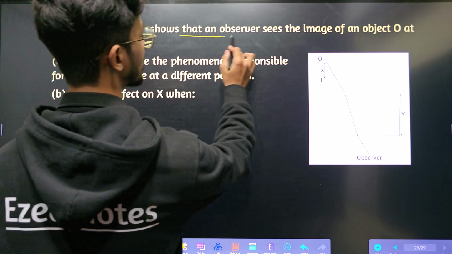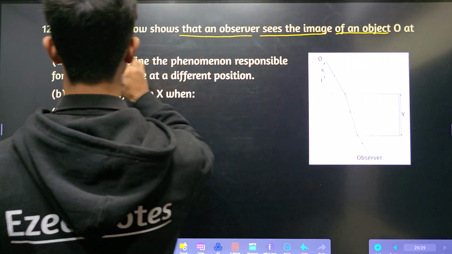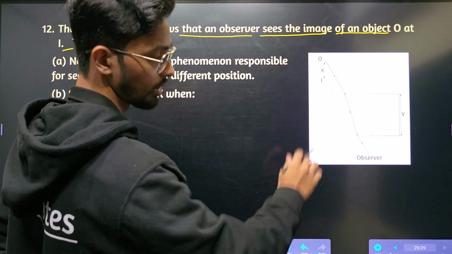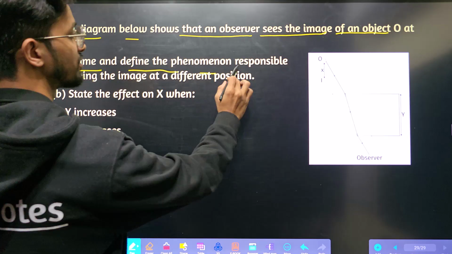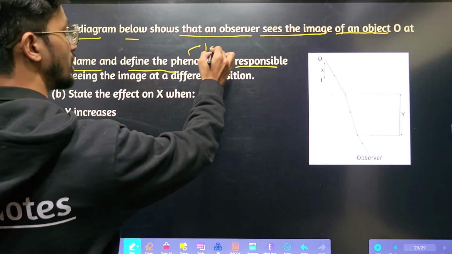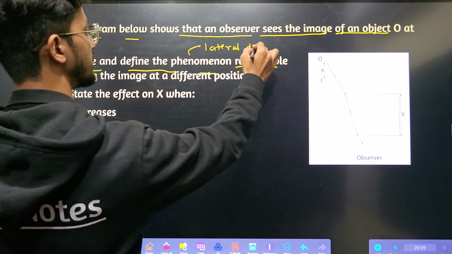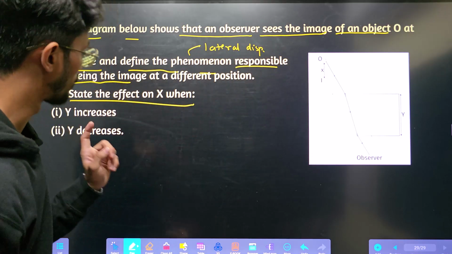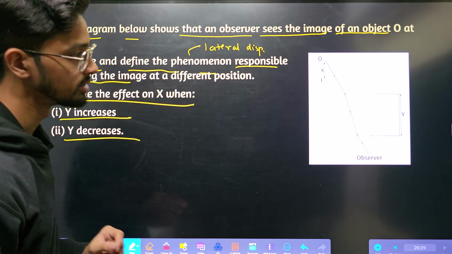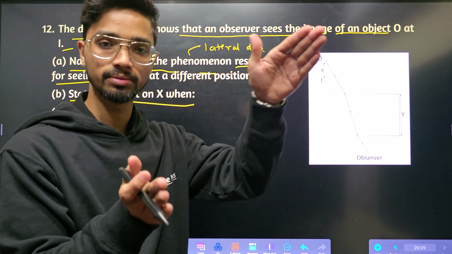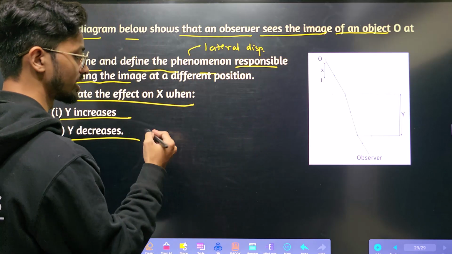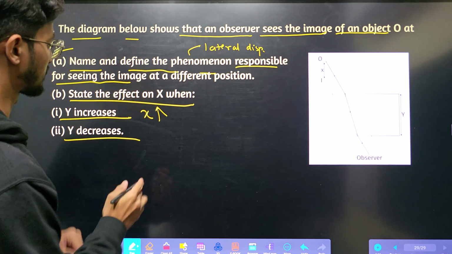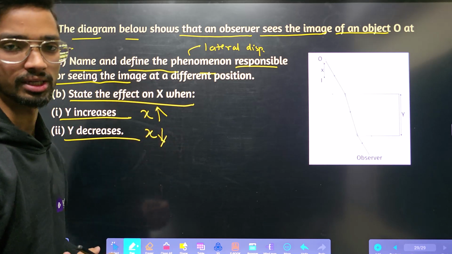The diagram below shows that an observer sees the image of an object O at I. Instead of here, he is seeing the image here. Why? Because of lateral displacement. Right? Name and define the phenomenon. Which phenomenon here? Lateral displacement. Next, state the effect on X when Y increases, Y decreases. See, Y is thickness. If thickness increases, lateral displacement X also increases. If thickness decreases, X also decreases.